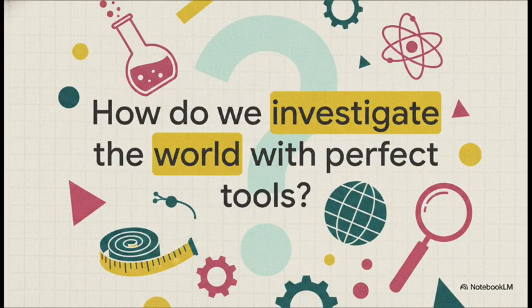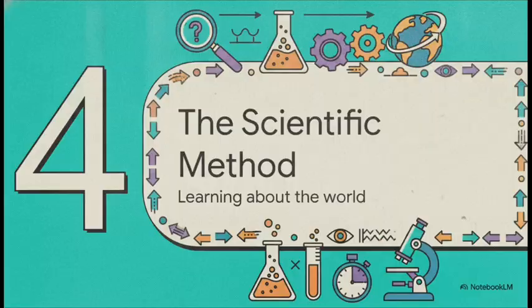Okay, so we've totally explored the evolution of measurement. We have these awesome standardized tools, and we know exactly how to check if our measurements are accurate and precise. But here's the thing, just owning a perfect ruler doesn't magically turn you into a scientist. So this brings us to a huge question. How do we actually use these tools to investigate the world around us? To answer that, we arrive at Section 4, the scientific method, a process of learning about the world. This is it, the structured, step-by-step process of learning about the universe through observation, inquiry, and some really rigorous testing.